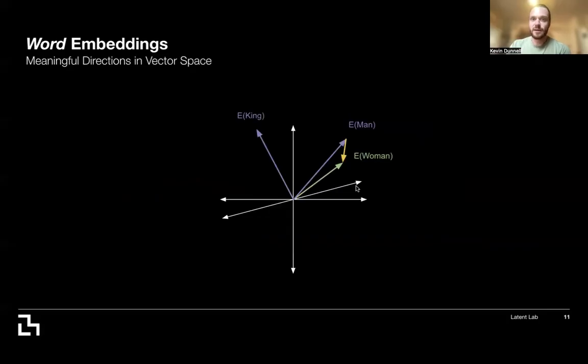And once we have these word embeddings, we can plot them and view them in vector space and operate over them. So for example, if we add the difference between the vectors of woman and man to king, we roughly get the vector location of queen. And so this suggests that there's a direction in this vector space that encodes the concept of gender.